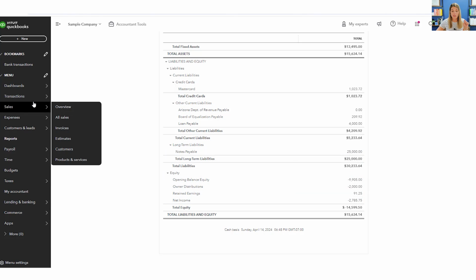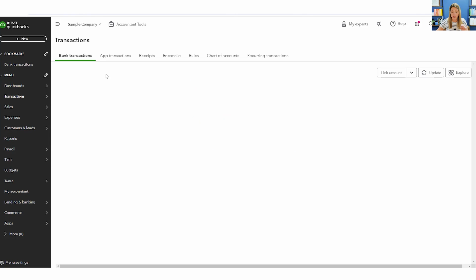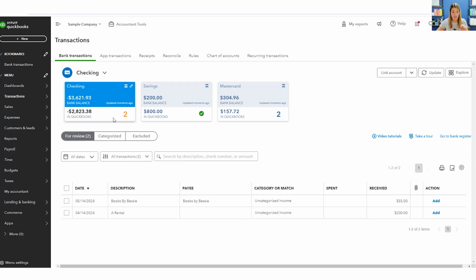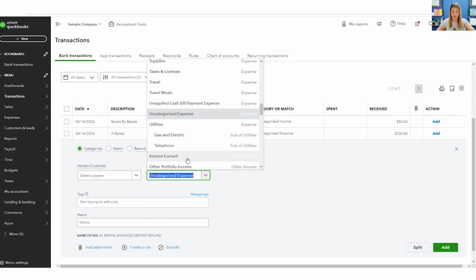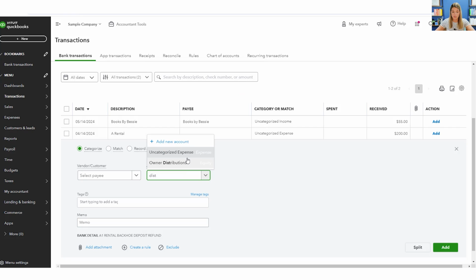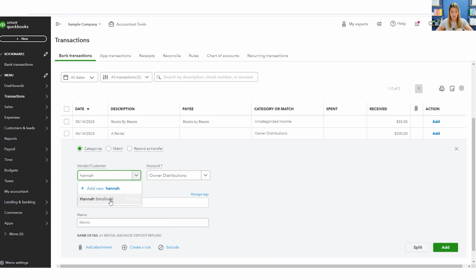Real quick, I want to show you the other way. If you're in bank transactions and you have a transaction here, let's just pretend that this rental, this $200, was a distribution. You would go and find that distribution account, owner distribution account, and make sure that the payee is correct over here, and you would record it that way.